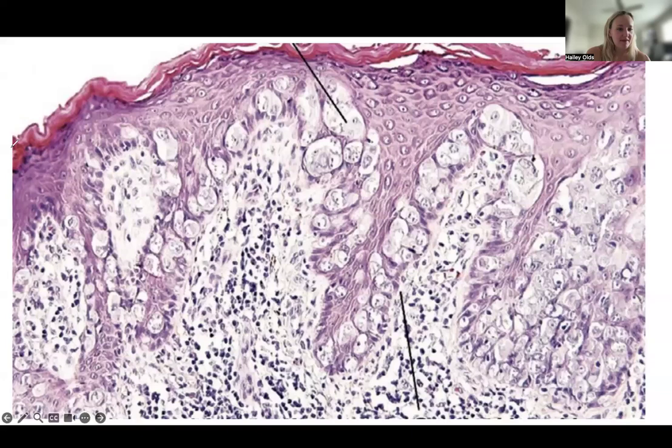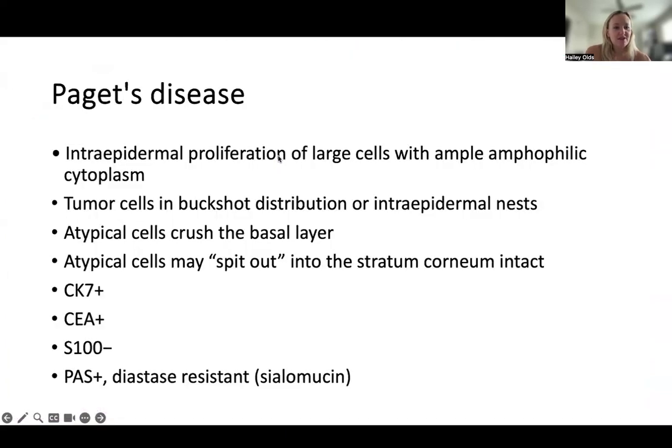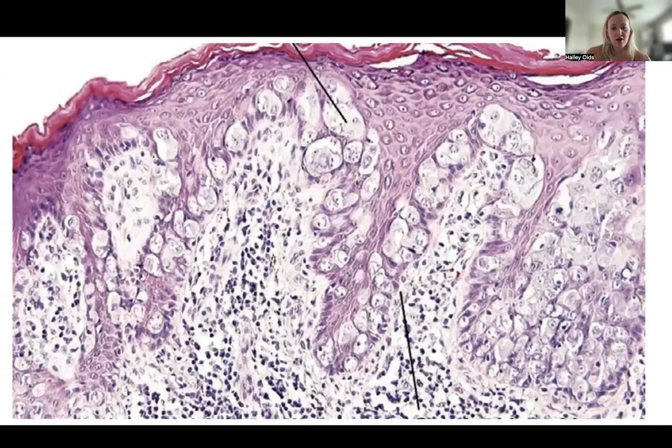Okay, moving on. So here in the epidermis, we see these large cells that look more clear. So these are Paget cells. So this is Paget's disease, and this is an intraepidermal proliferation of large cells with a lot of amphophilic cytoplasm, so more like clear cytoplasm. And these can go higher in the epidermis, which is why we call it pagetoid spread. And then they crush the basal cell layer, which you can see here. They're taking over that basal layer.